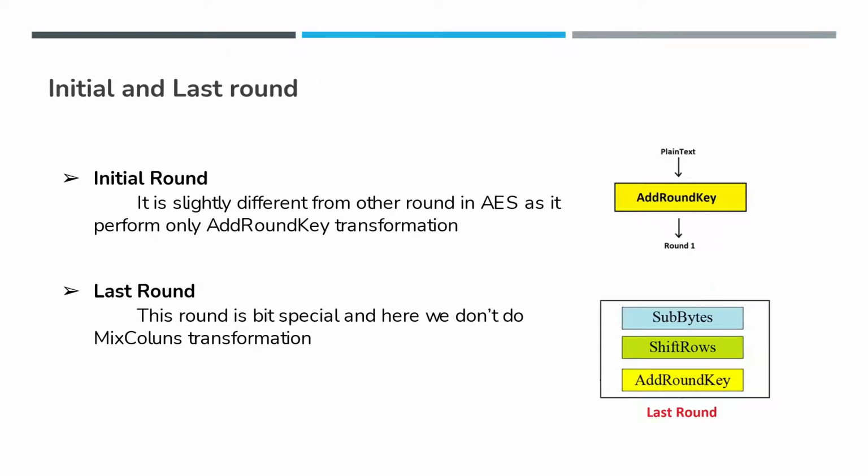Okay, so now the initial round. It is slightly different from other regular rounds in AES as it performs only the add round key transformation. We will look into what it is. And the last round is also slightly special as we don't do the mix columns transformation in that round.